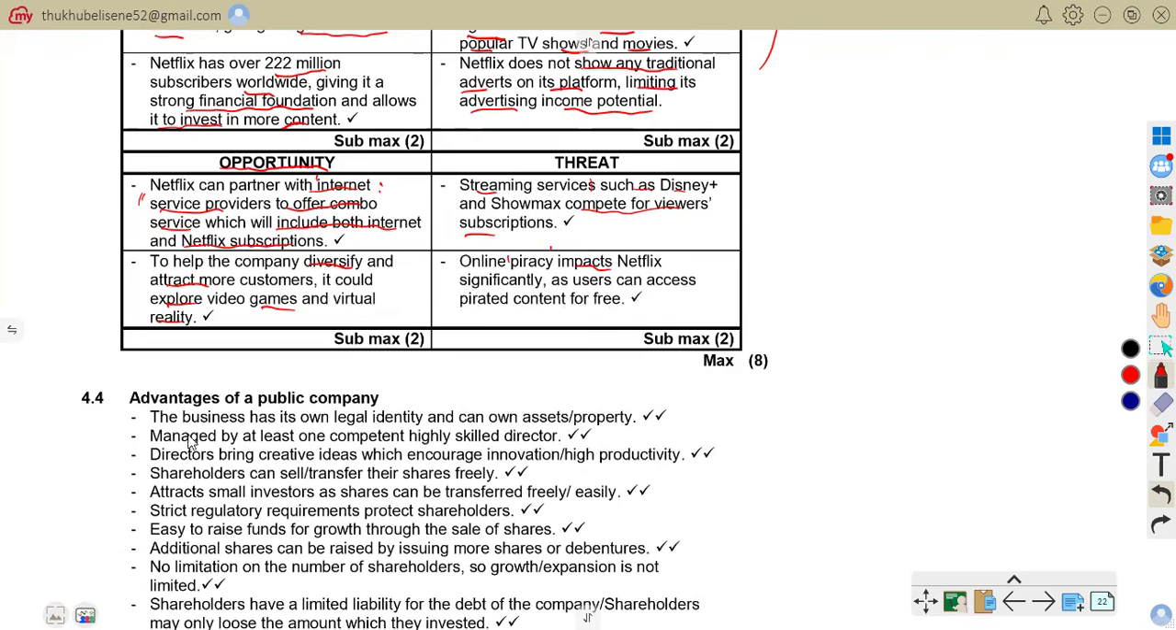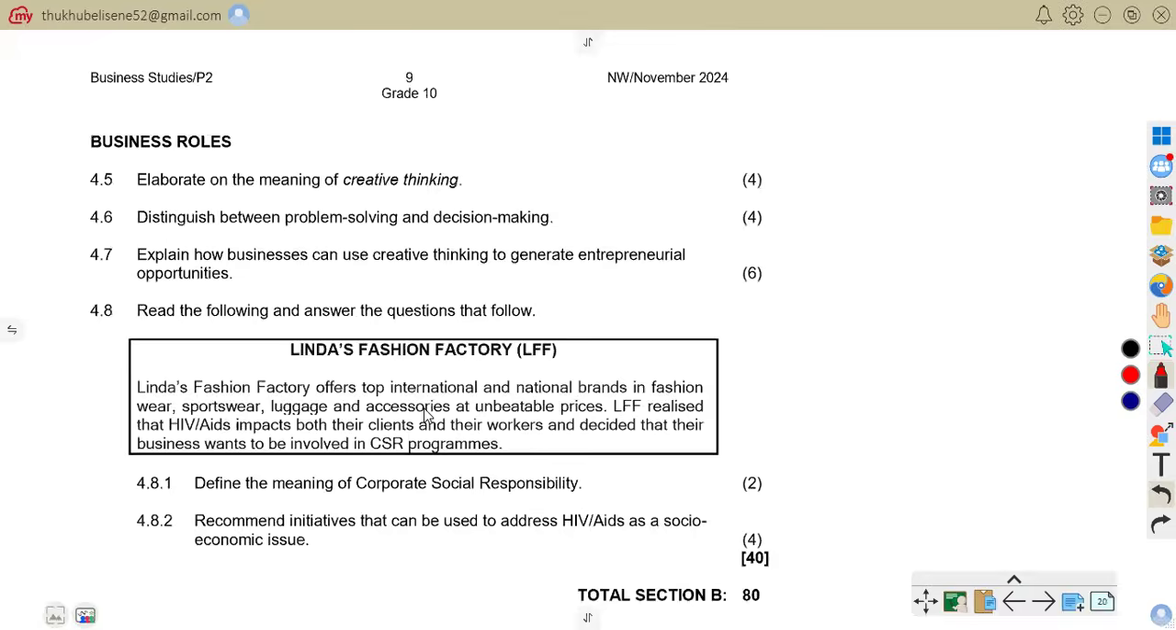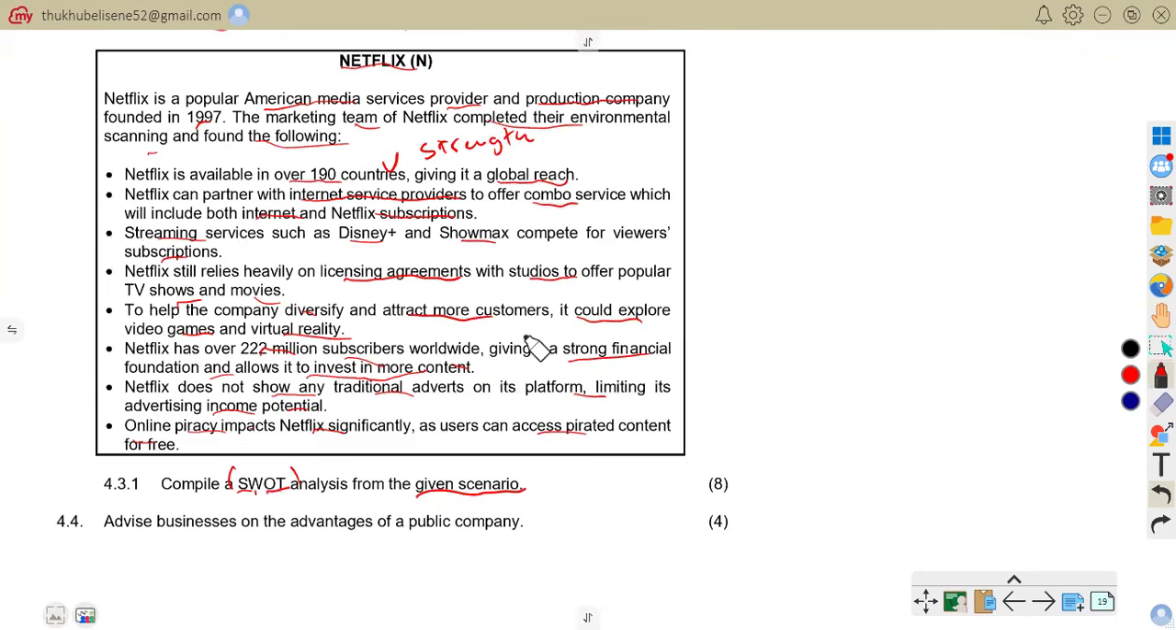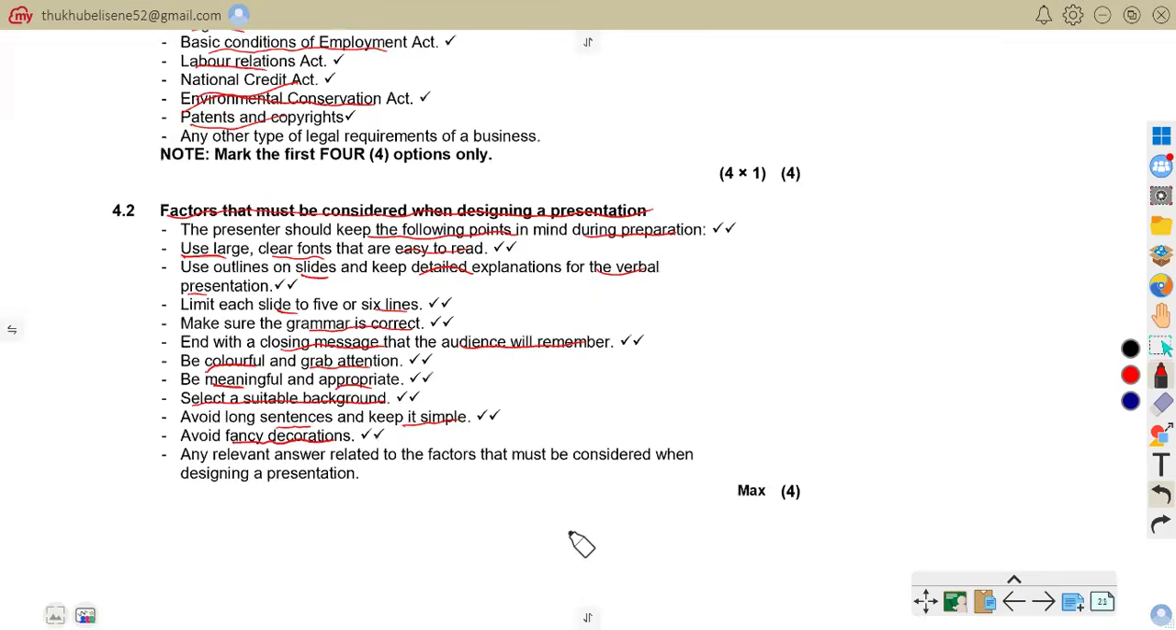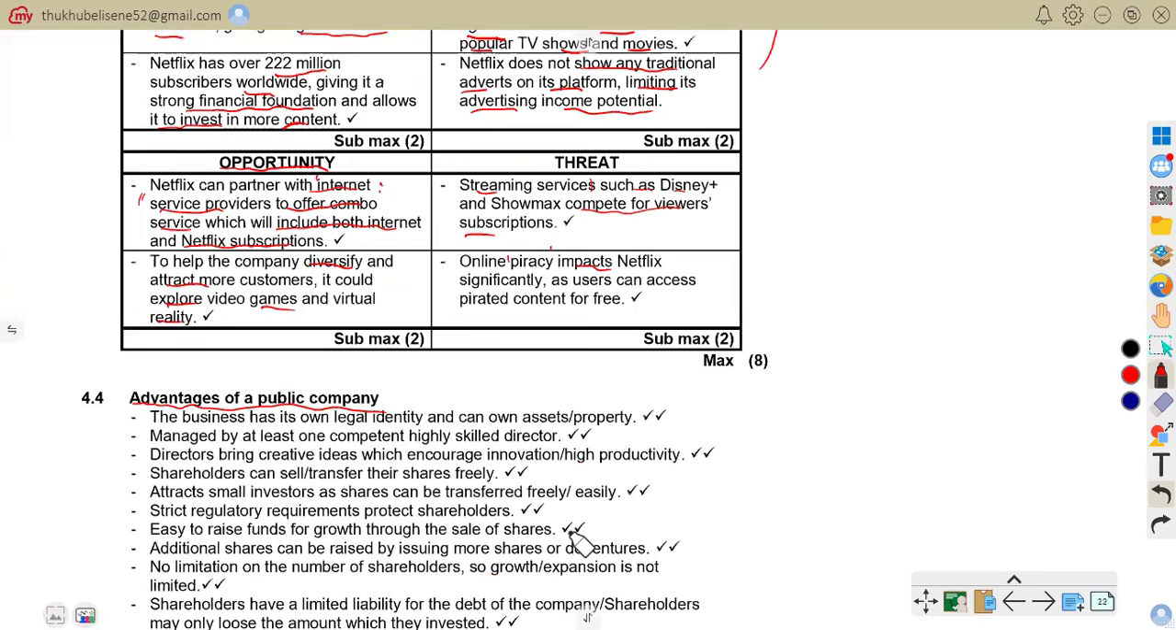So that is that. Now we have to move on to 4.4. Question 4.4 now. Yes, we are on 4.4. Advise the business on the advantages of a public company. Let's quickly go to it. Advantages of a public company.